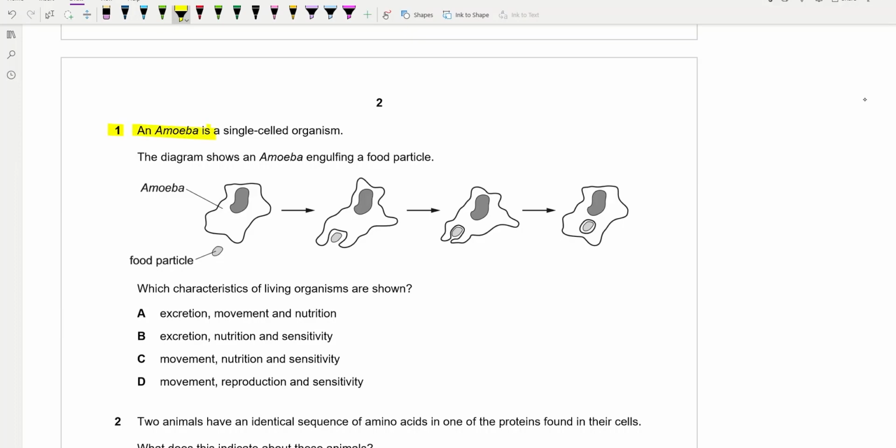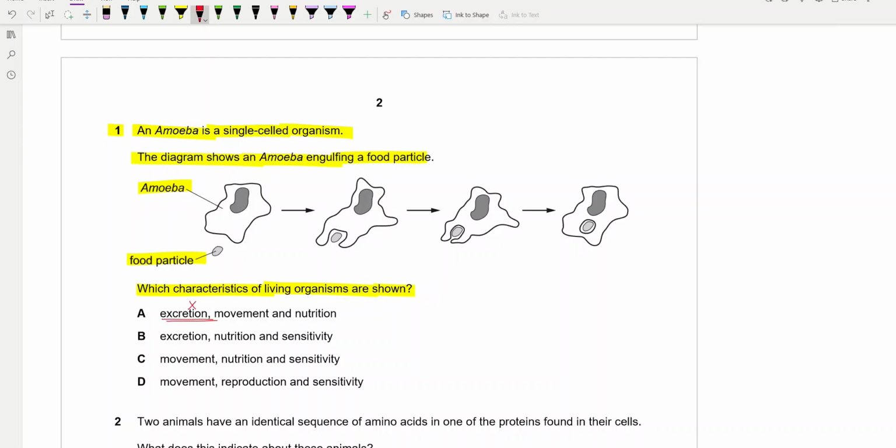An amoeba is a single-celled organism. The diagram shows an amoeba engulfing a food particle. Which characteristics of living organisms are shown? Option A. Excretion, movement and nutrition. Excretion is not occurring, so option A would be wrong.